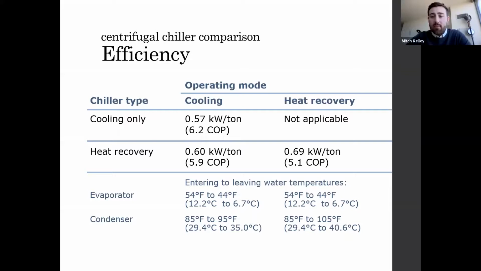This results in a higher kW per ton at the heat recovery temperature, which is expected. However, when the chiller is selected for heat recovery and operates in a cooling only mode, you're going to see a higher kW per ton, as its impeller itself is optimized for the heat recovery condition, not the cooling mode condition.